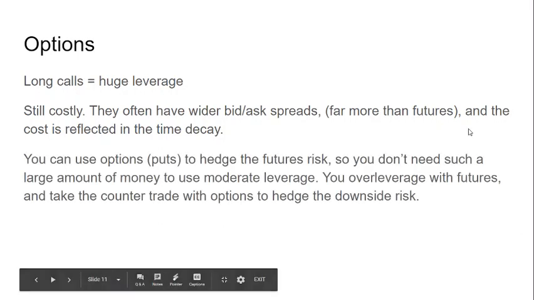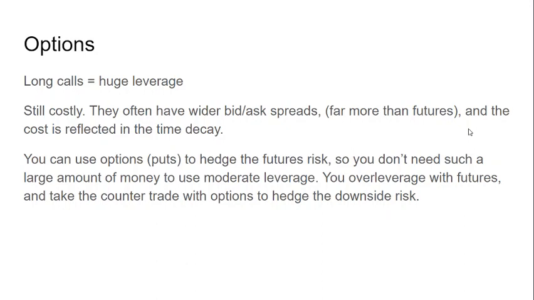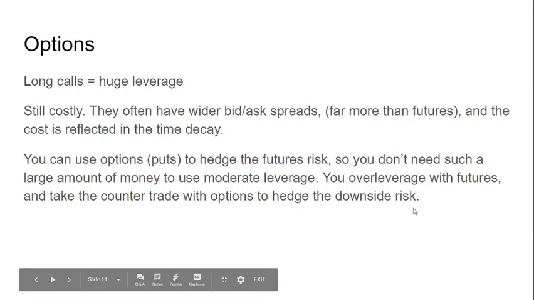You can use options to hedge the futures risk. Okay, so then you don't need such a large amount of money to use moderate leverage on futures. So you would over leverage with futures and then take the opposite trade with options to hedge the downside risk. Okay, so you would buy an S&P 500 contract and then buy some S&P 500 puts, and that would effectively reduce your exposure to that asset so that you're not over leveraged. If you actually do the maths on this, it's very complicated, and I think it's probably easier to just borrow money.